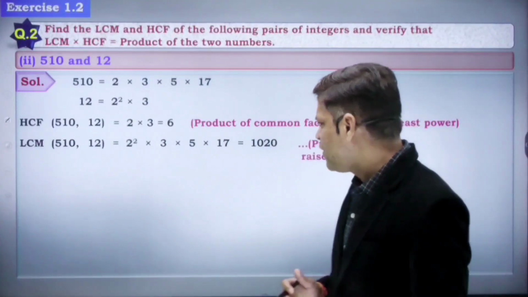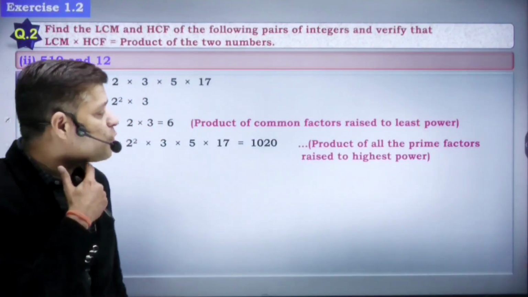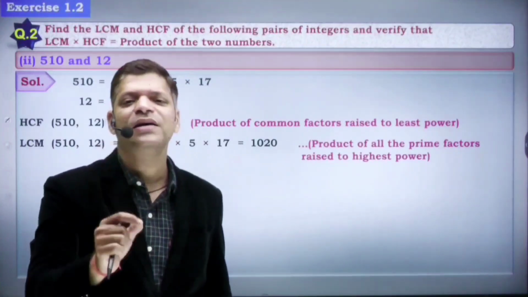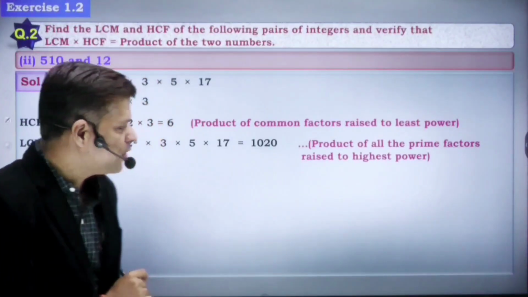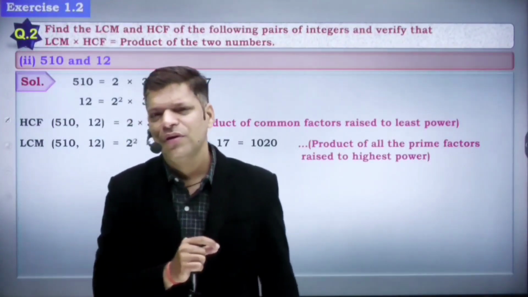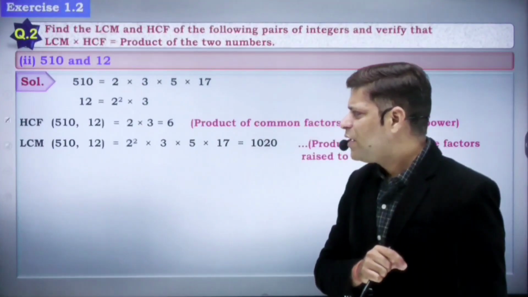Also in the bracket we write down the definition of LCM, that is the product of all prime factors raised to highest power. Okay, so here we find the HCF and LCM. Now we have to check the relation also. Okay, so we have to verify.